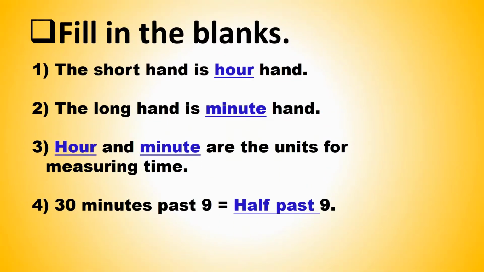Fill in the blanks. First, the short hand is the hour hand. Second, the long hand is the minute hand. Third, hour and minute are the units for measuring time. Fourth, 30 minutes past 9 is equal to half past 9.